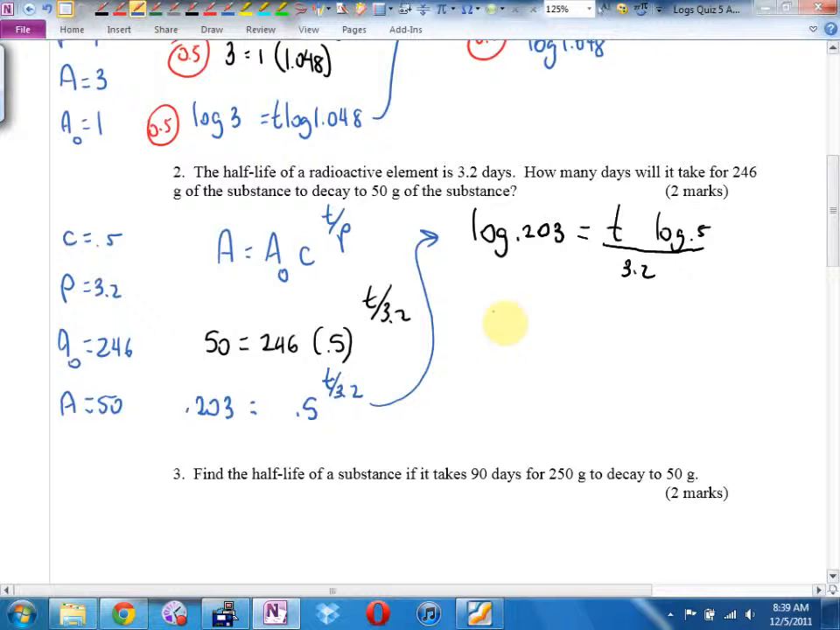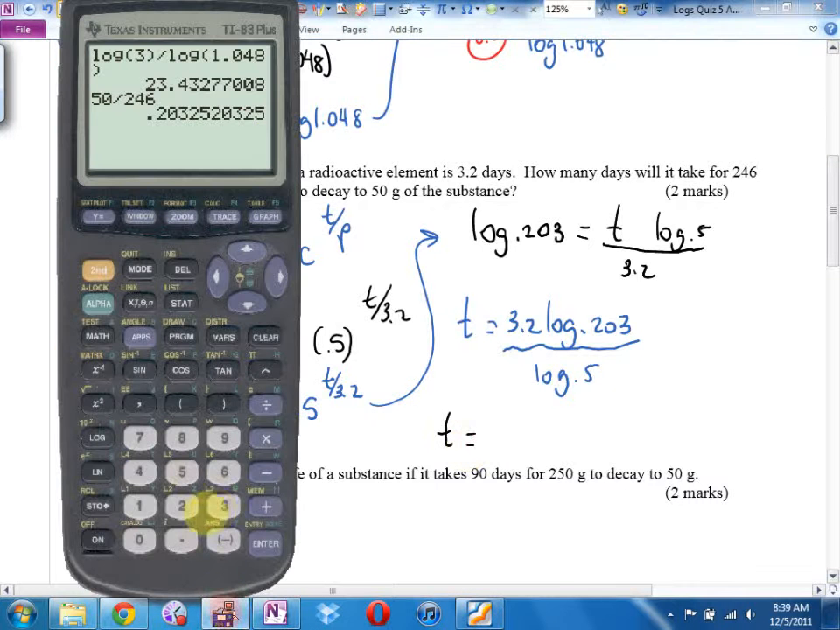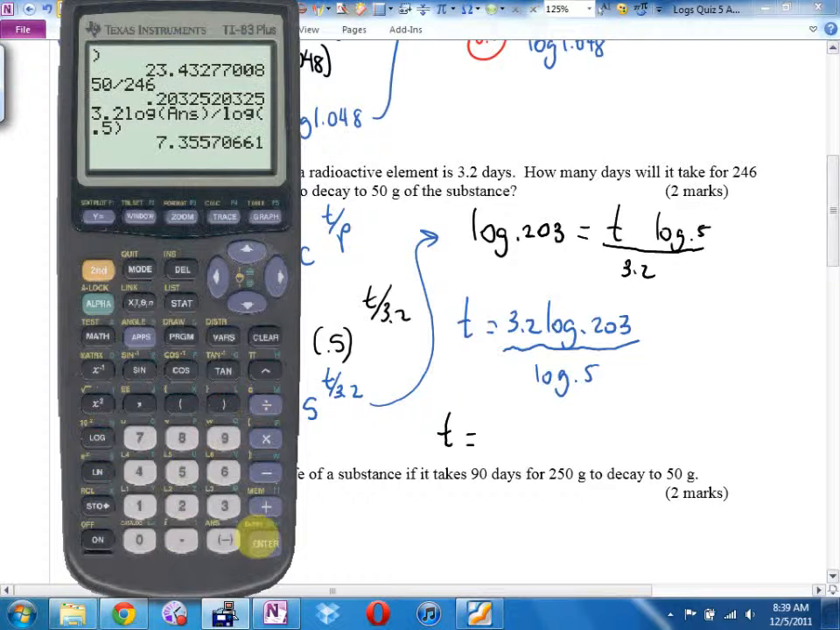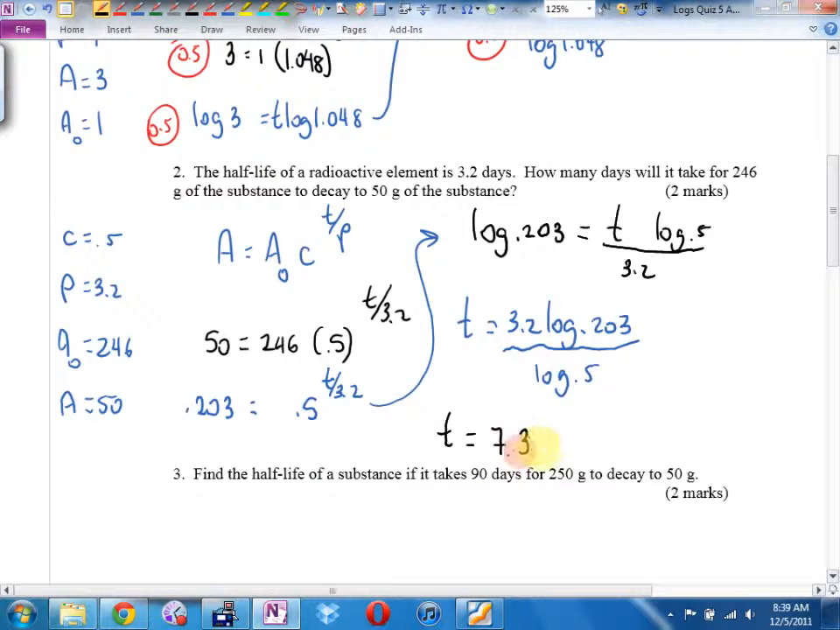I think T is going to end up being 3.2 times the log of 0.203 all divided by the log of 0.5. That's 3.2 times the log of the answer button divided by the log of 0.5. You get 7.36? People nodding? 7.36. I would give you a half mark for each of the steps I saw, and a half mark for the answer.